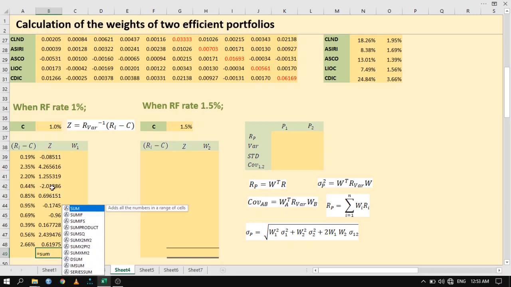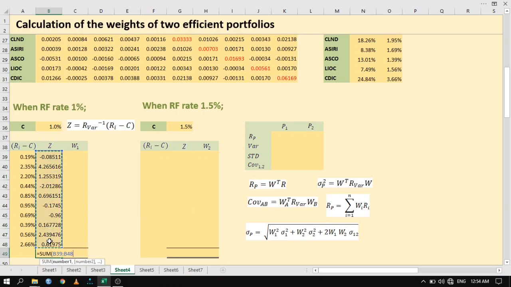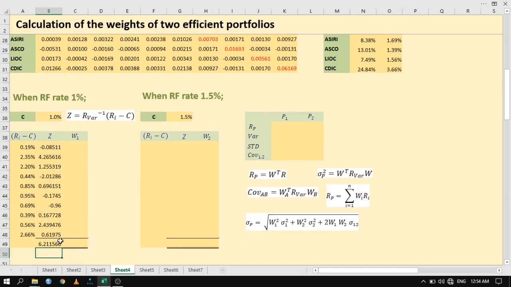So equal SUM, select the values and you get the summation. Then you can easily calculate the weights. All you have to do is divide individual z value by the summation of all the values. So I'm going to fix the summation value here, F4.